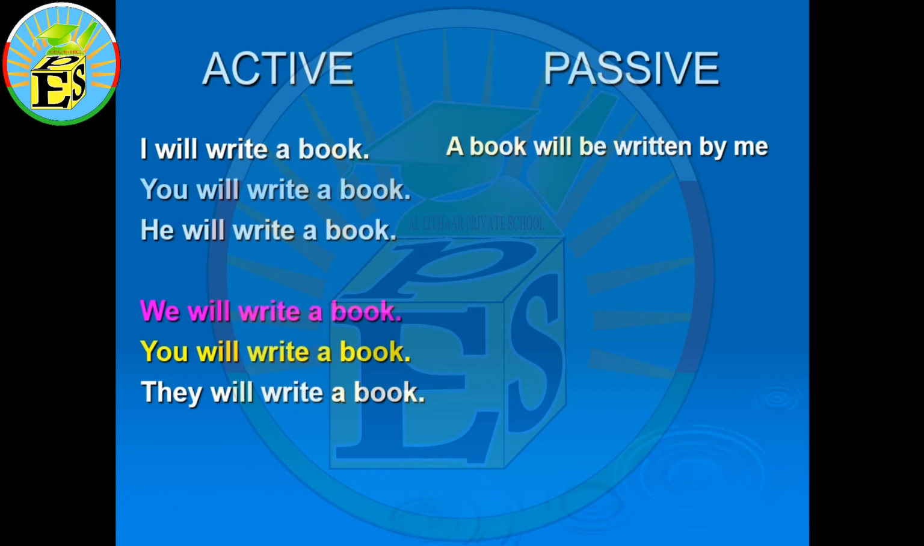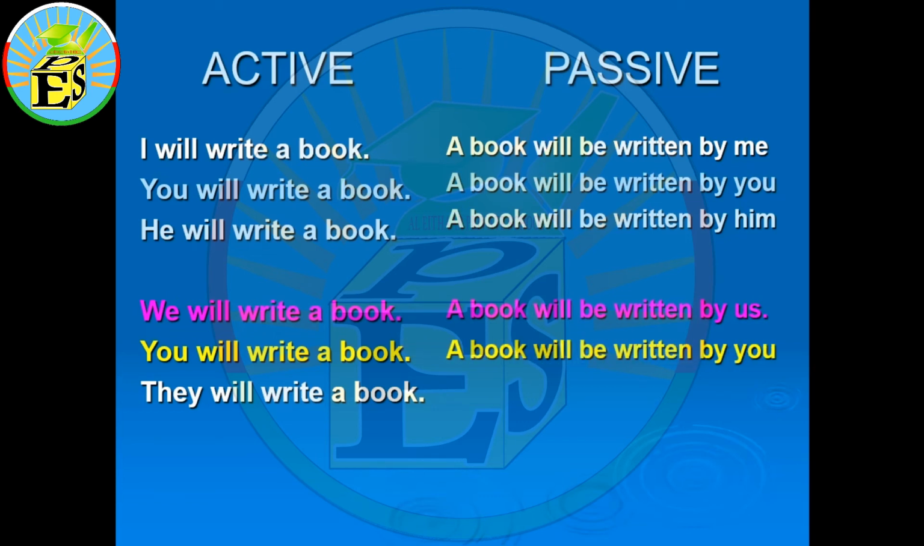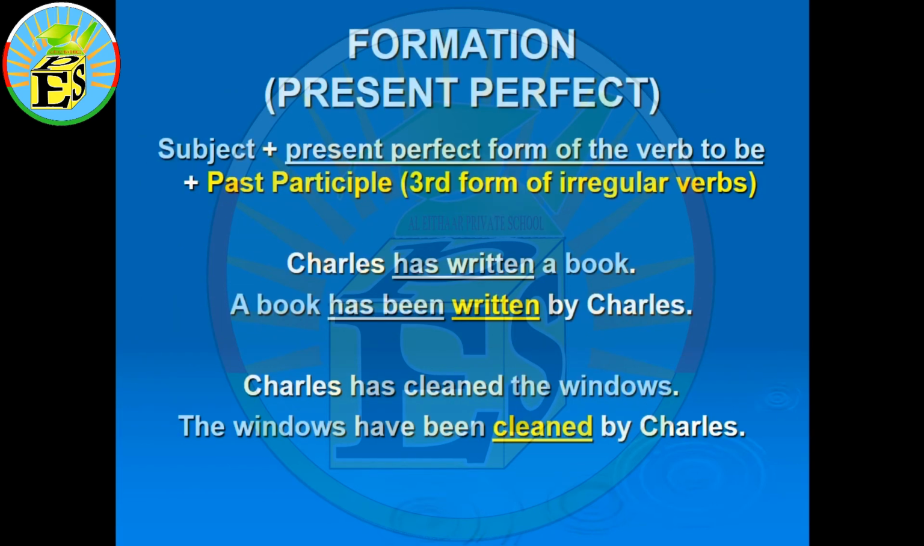You will write a book will change: A book will be written by you. He will write a book: A book will be written by him. We will write a book: A book will be written by us. You will write a book: A book will be written by you. They will write a book: A book will be written by them.